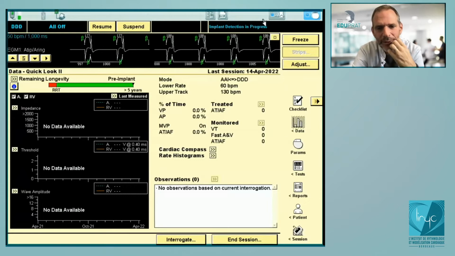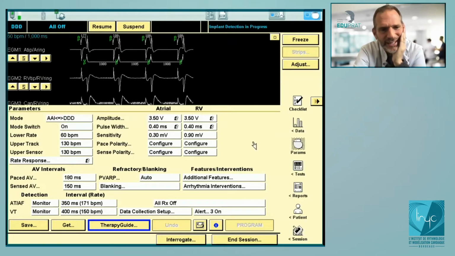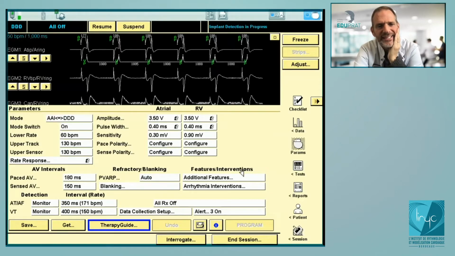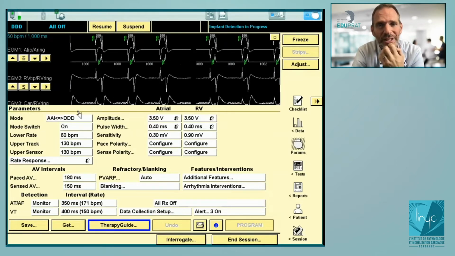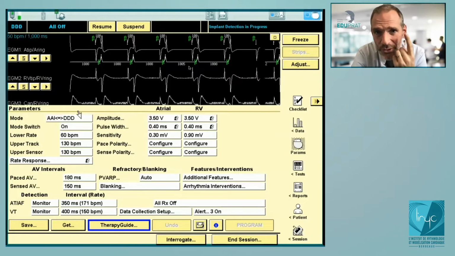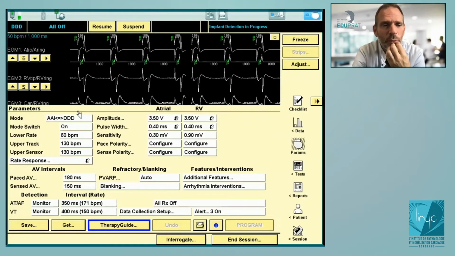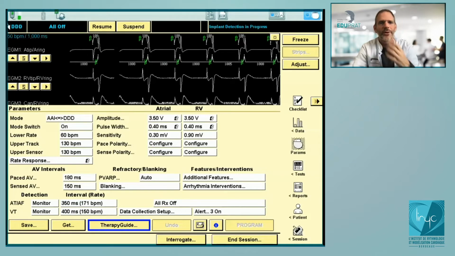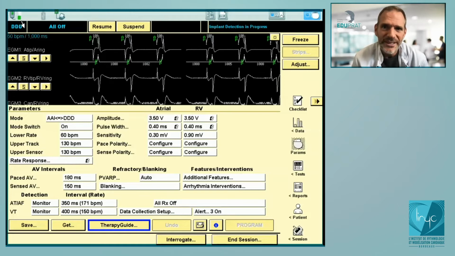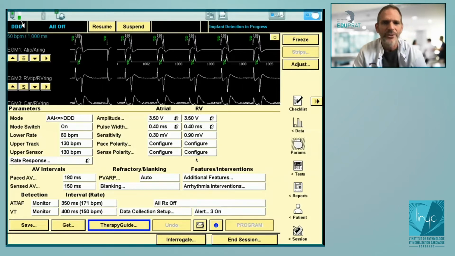If you go on in parameters, nominally, that's the nominal programming here. It is programmed on AAI DDD. So this is now the nominal programming for a dual chamber pacemaker. But what you need to know is that during the 30 minutes, the device will work in DDD mode, not in AAI DDD. So during 30 minutes, it will perform some tests to verify the polarity of the leads.